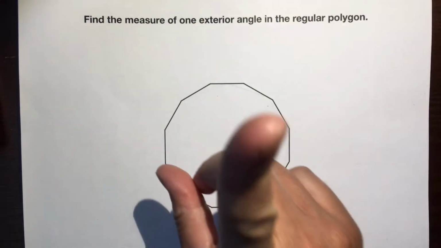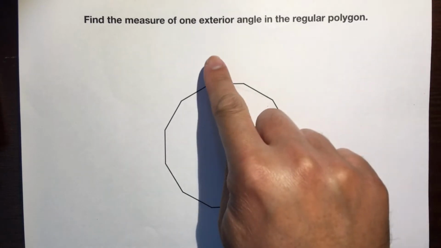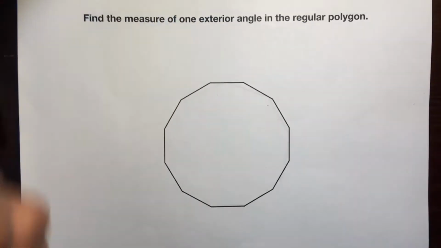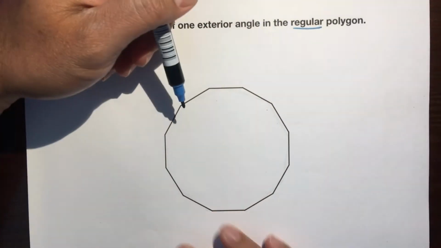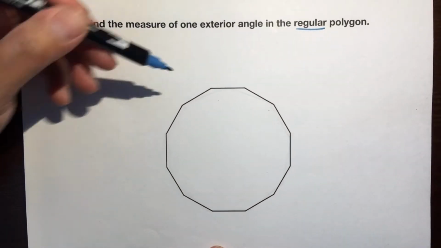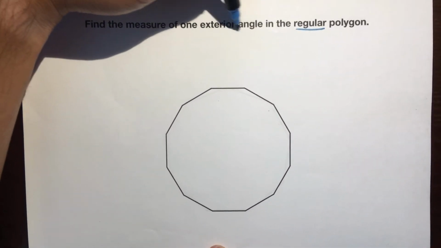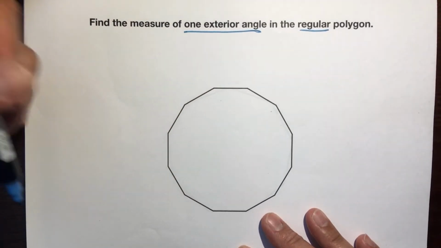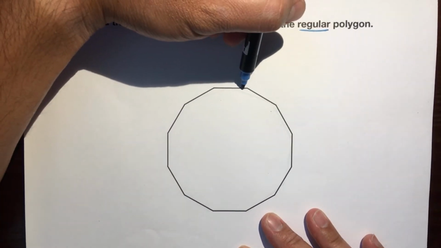I'm going to show you how to find the measure of one exterior angle in this regular polygon. Now, if you remember, regular means that all of these sides and all of these angles are congruent, and we're trying to find the measure of one exterior angle. Here, we can't really see any of the exterior angles, so let's draw them. Let me draw them for you.